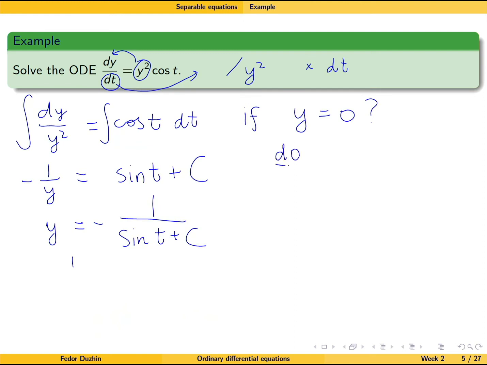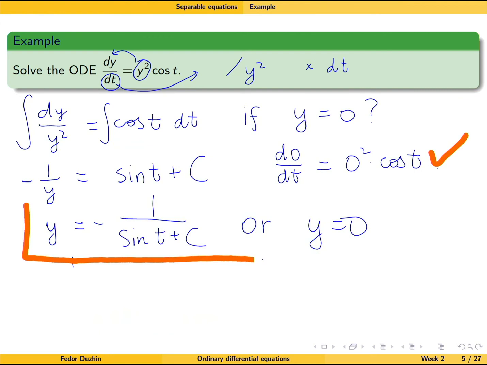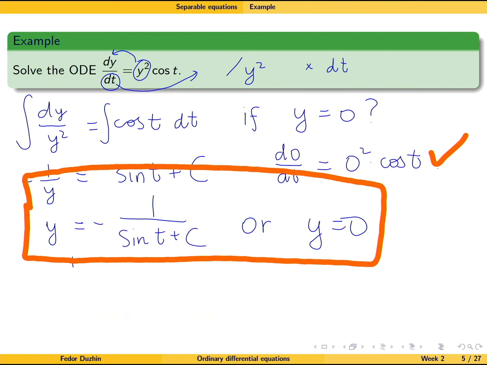So d0 dt equals 0 squared times cosine t. Is it correct? Yes, it is correct. Since it is correct, it means that y equals 0 is actually a solution. So the final answer is that either y equals minus 1 over sine t plus constant, or y equals 0.